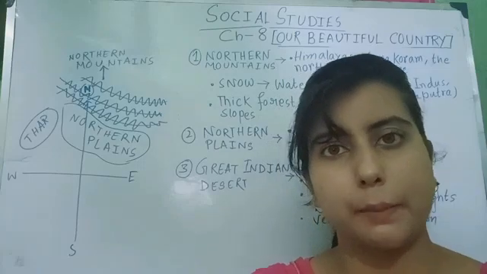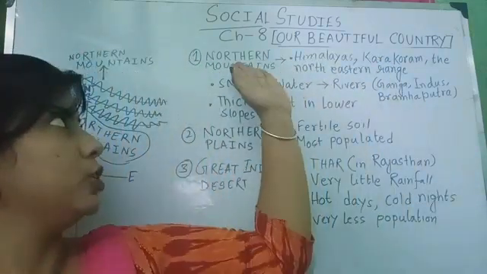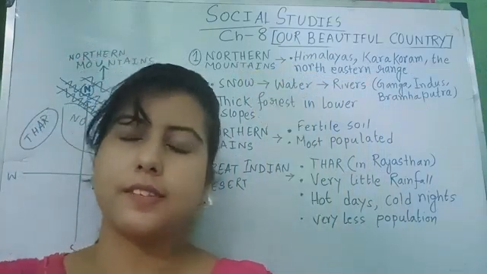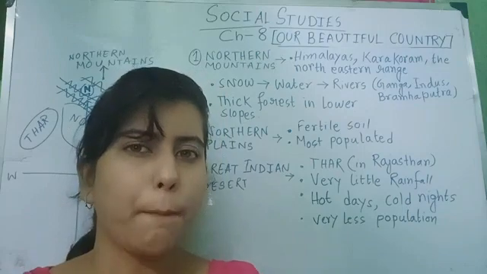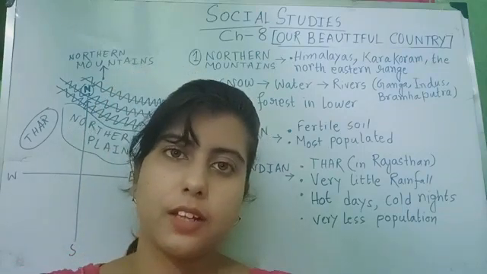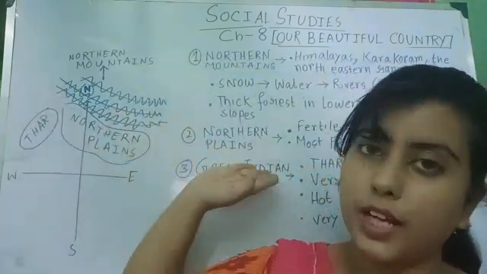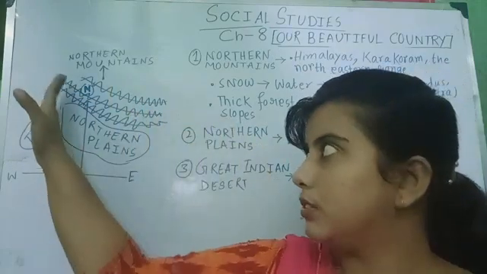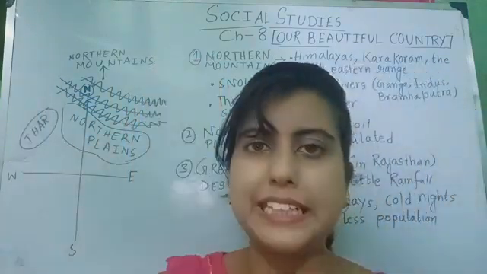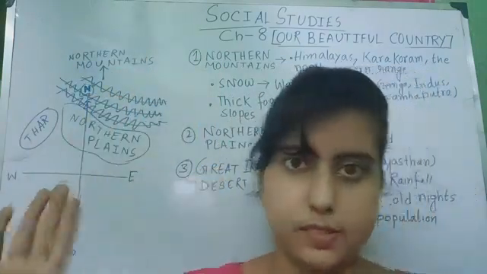Now we will talk about them. The first thing is the northern mountains. The northern mountains are situated in the topmost northern part of our country, stretching from Kashmir to Arunachal Pradesh. Now the northern part of our country is completely occupied with northern mountains.